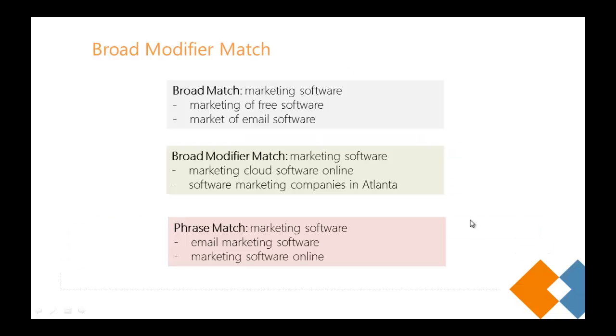But there is another match type that has already been there for a long time, called broad modifier match. In this case, as you can see here, it will trigger the ad if the terms mentioned in your broad modifier match are part of the search term. So all the keywords which are here should be part of it. In this case, let's say marketing software, both marketing and software need to be part of the search term. Only then the ad will be triggered.